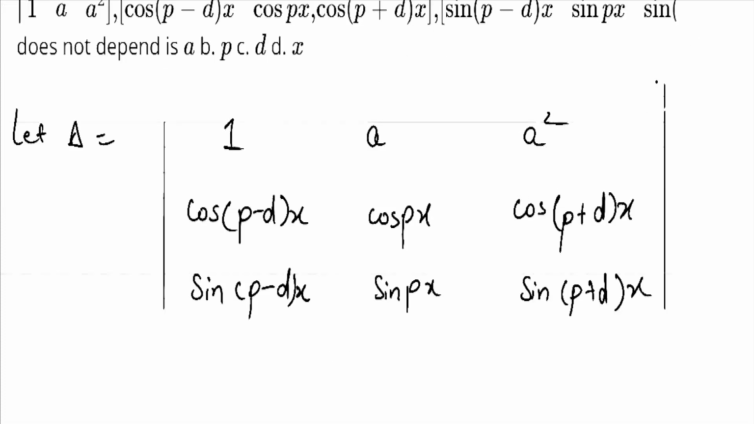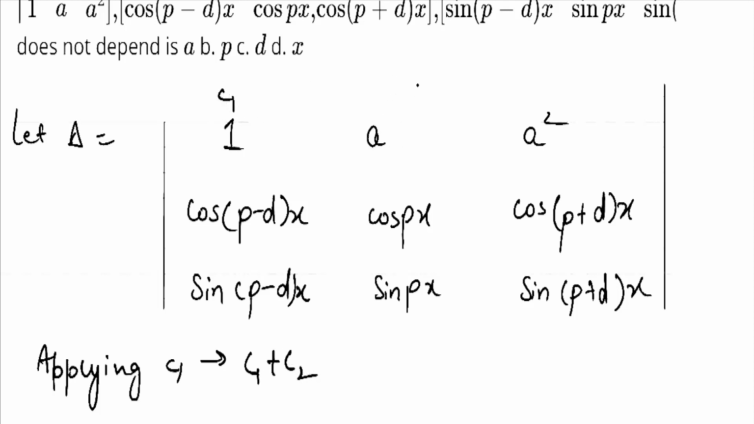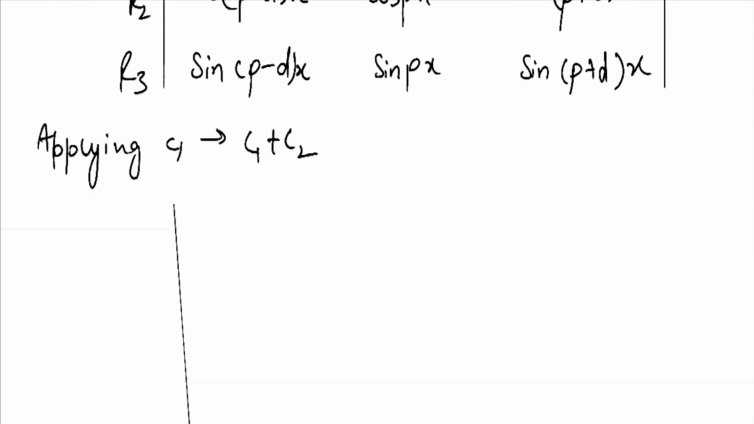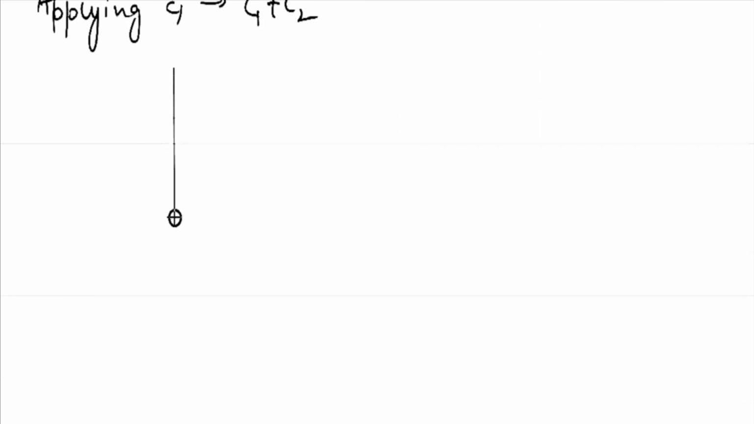Now to make it easier, what we'll do is apply, in column first, column first plus column second. For clarity, friends, this is column first, this is column second, and this is column third. This is row 1, row 2, row 3. So in column first, we'll add column second. Now let's see what we'll get from here.